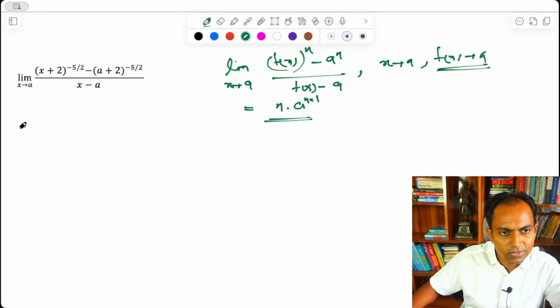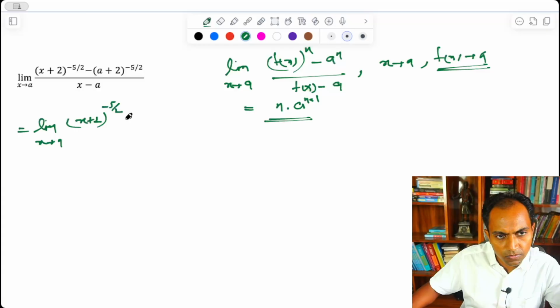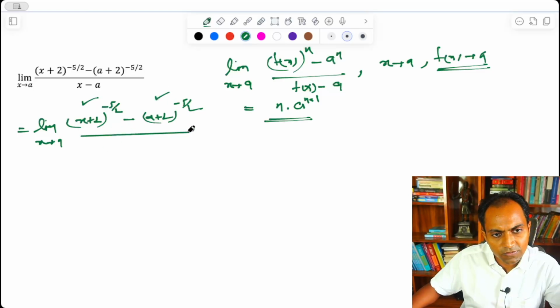So in this case, what is happening is, this is (x plus 2) raised to the power minus 5 by 2, and (a plus 2) raised to the power minus 5 by 2. You can see that this term is becoming equal to this term. So this part is fine.